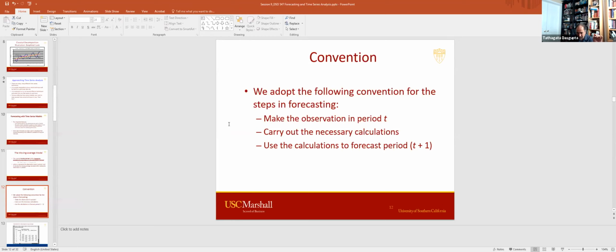So we adopt the following convention for the steps in forecasting. Make the observation in period T, called X subscript T, carry out the necessary calculations, and use the calculations to forecast period T plus 1.